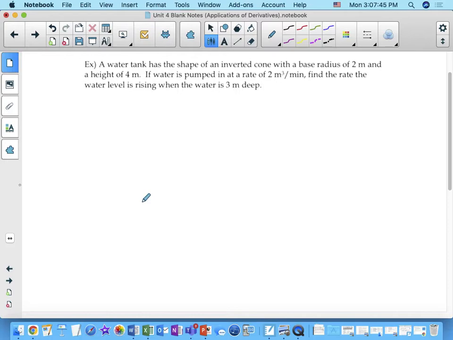Okay, so a water tank has the shape of an inverted cone with a base radius of 2 meters and a height of 4 meters. If water is pumped in at a rate of 2 meters cubed per minute, find the rate the water level is rising when the water is 3 meters deep. Okay, so we are going to start by drawing a diagram.